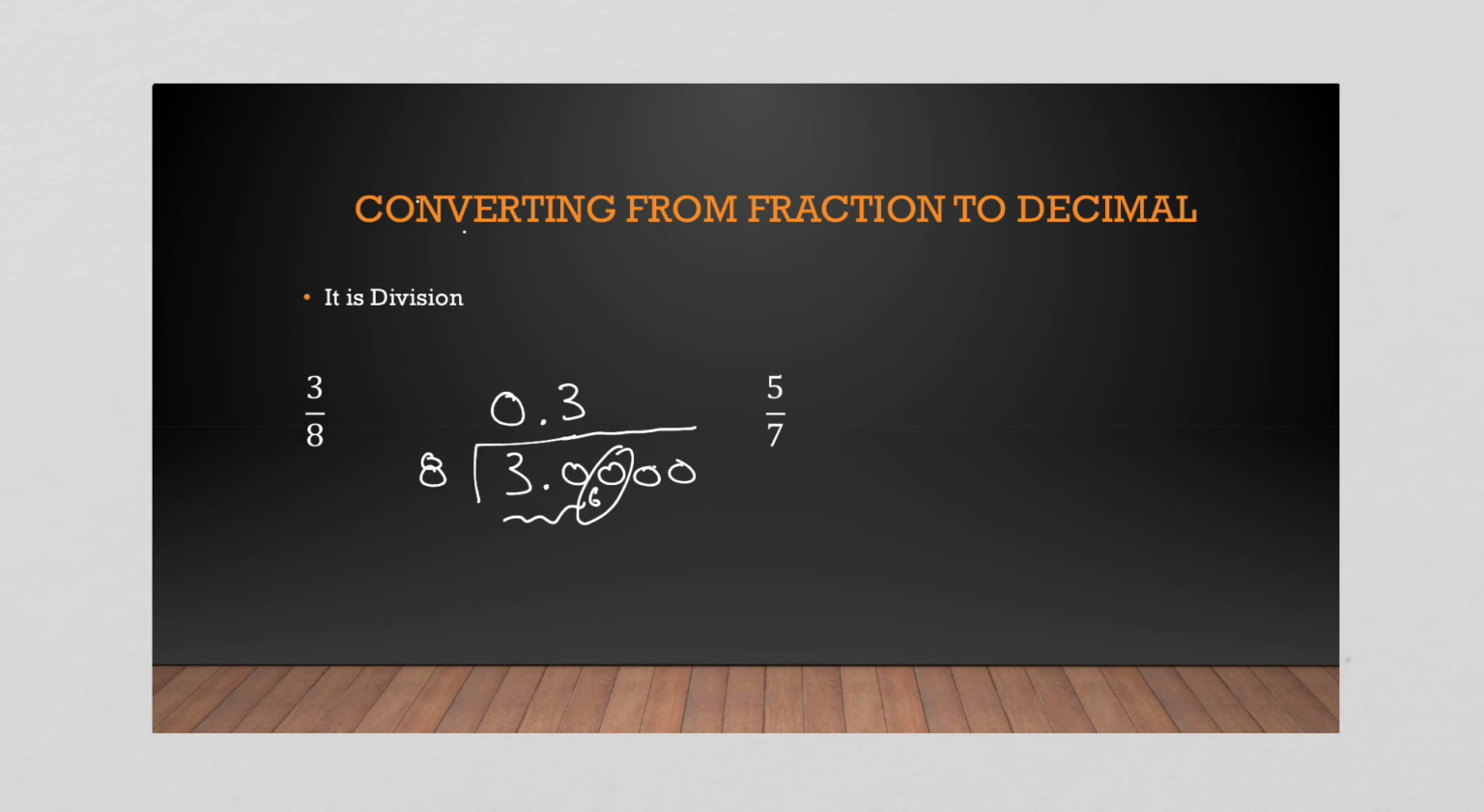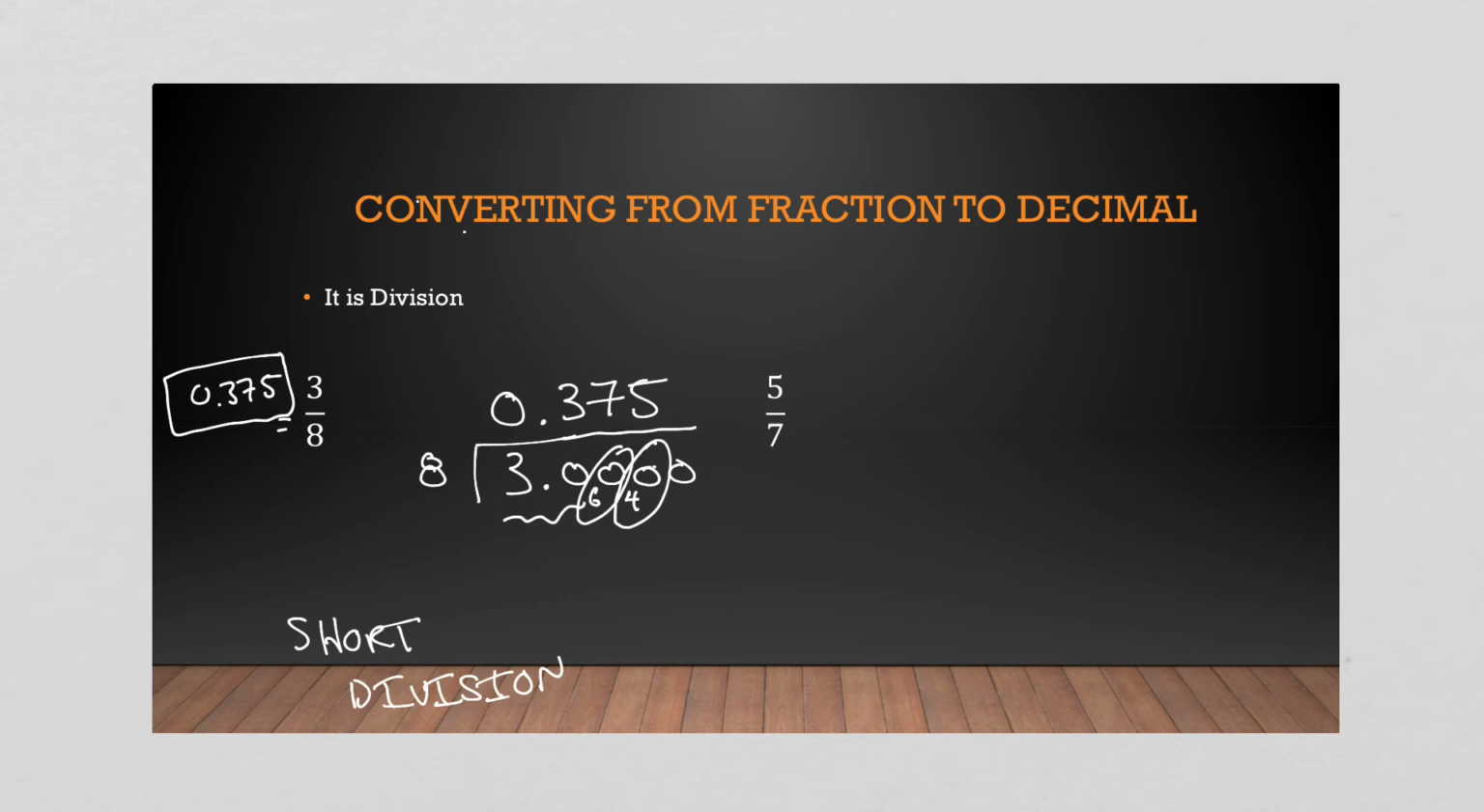If you're not sure what's happening, again, this is the video on short division. So watch my very first video on long and short division. 8 goes into 60 7 times with 4 remainder, so 8 goes into 40 5 times. We get that 3 over 8 is equal to 0.375. It terminates.